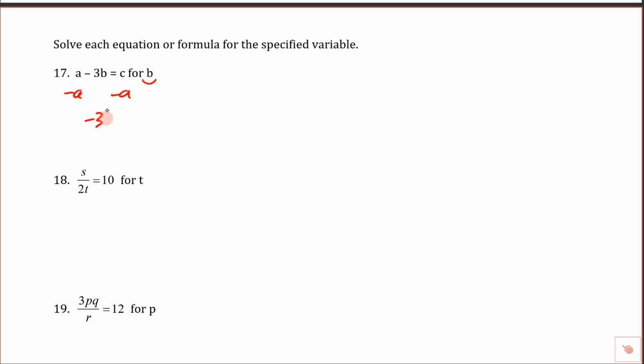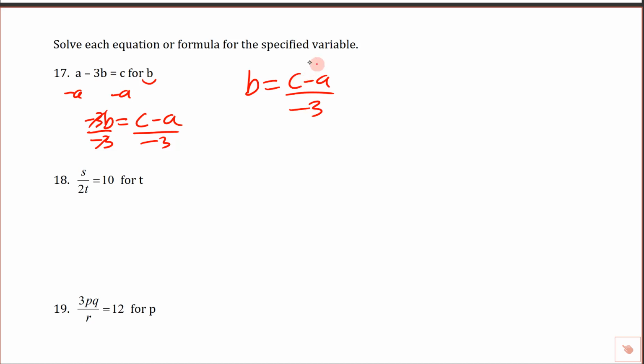So let's take a look here. We get negative 3b. And then on this one, you could write the a first, you could write the c first. It doesn't really matter. I'm going to go ahead and write c minus a. That way we've got a leading sign that's positive. And then we're going to divide this side by 3, divide that side by 3. So here's what we get. We get b equals c minus a over negative 3.